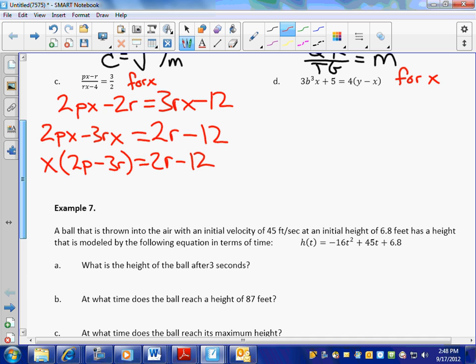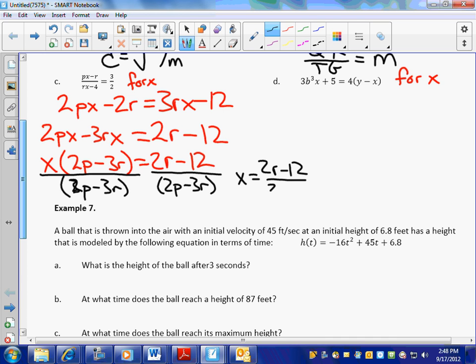Now I can solve for x. What do I now do to both sides? Divide off my 2p minus 3r. And when we do, we get x is equal to 2r minus 12 over 2p minus 3r.